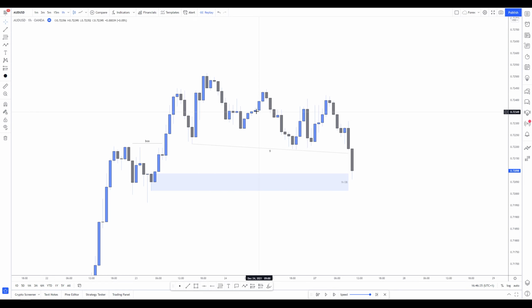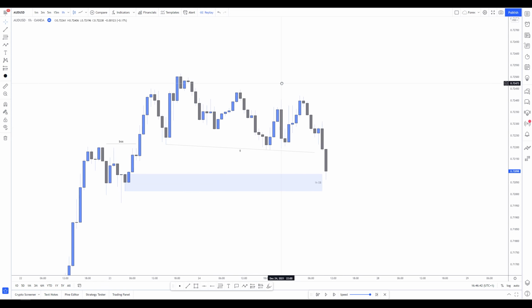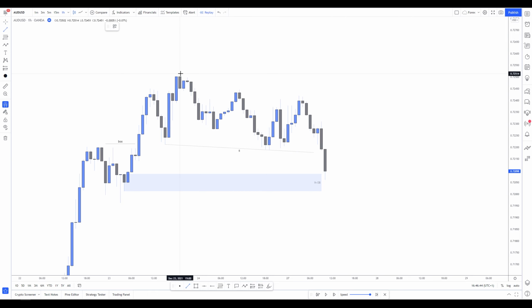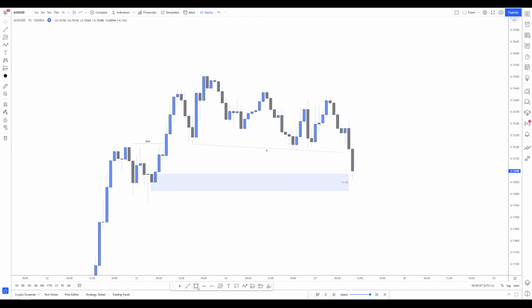So price was consolidating right here. This was Christmas time. We built up a range and we had liquidity below this area, and also we have liquidity right here, but this liquidity we will watch later on, or we can even draw it. Price was in the range and then took out the liquidity and mitigated the order block. Simple.